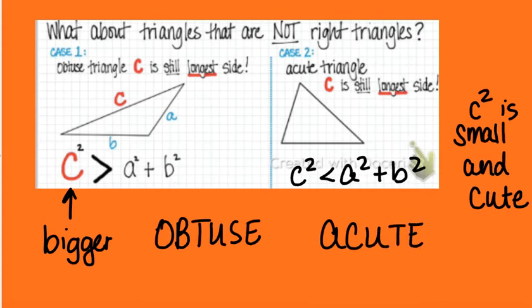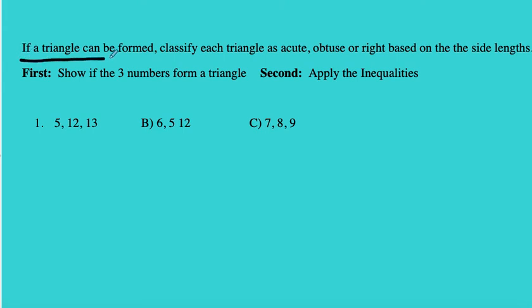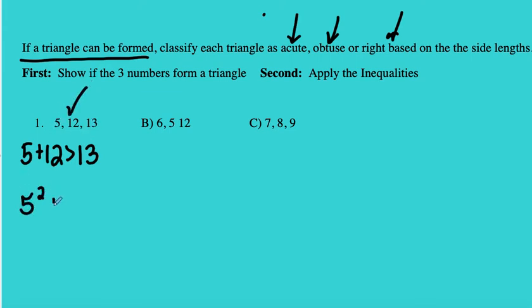All right, so let's test it out. If a triangle can be formed, so we have to always test that first, classify the triangle as acute, obtuse, or right. Okay, so first we have to show if the three numbers form a triangle. All right, so 5 plus 12 is greater than 13. 13 plus 12 is greater than 5, and 13 plus 5 is greater than 12. So yes, a triangle exists. Then I would do 5 squared plus 12 squared blank c squared, 13 squared. I want to see what the relationship is. Well, you might already say, Coach Fred, why are you even doing that? It is a Pythagorean triple, so it is going to be equal, which means that it's a right triangle.